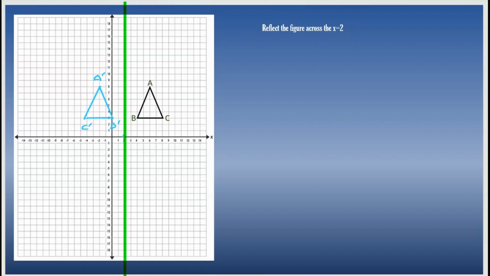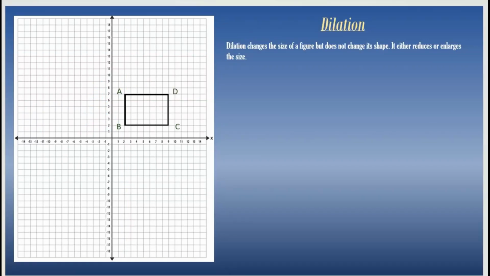Okay, and now we're going to head over to dilation. Dilation changes the size of a figure but does not change its shape. It either reduces or enlarges the size. So with dilation, the pre-image and the image: the image will either be bigger than the pre-image or smaller than the pre-image. Or it could just be the same if the scale factor is 1.